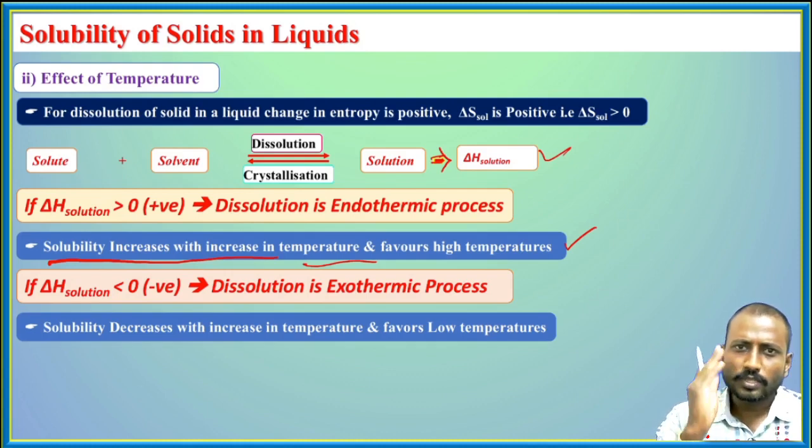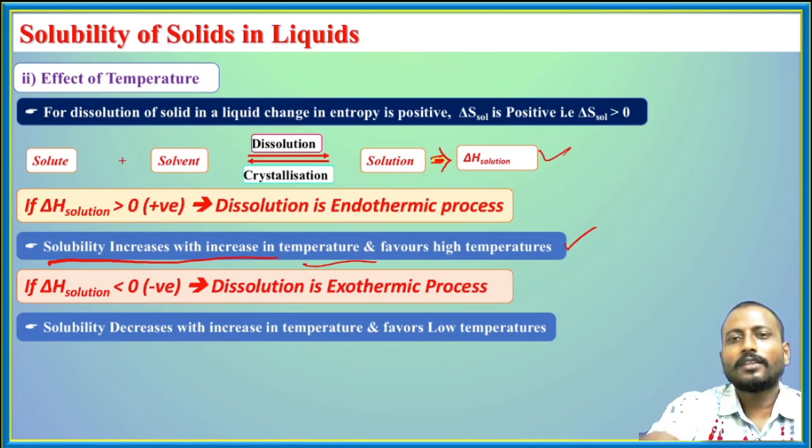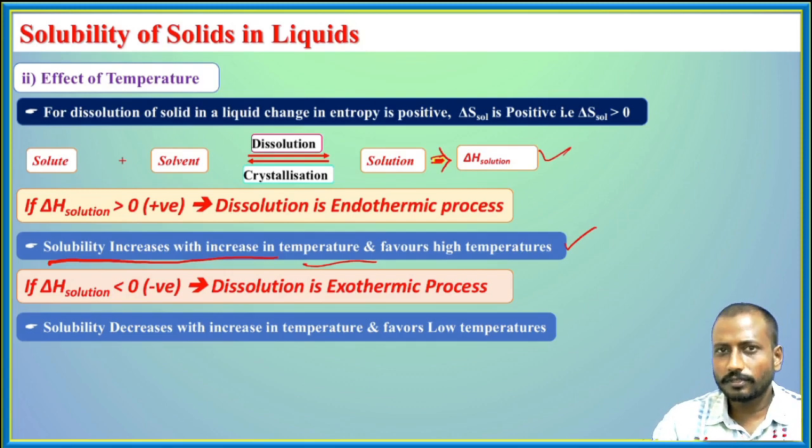When the dissolution process is exothermic, it needs low temperature. You should not keep it on the stove to dissolve more solute; they solubilize on their own. So solubility decreases with increase in temperature. They need low temperatures as compared to the endothermic process.